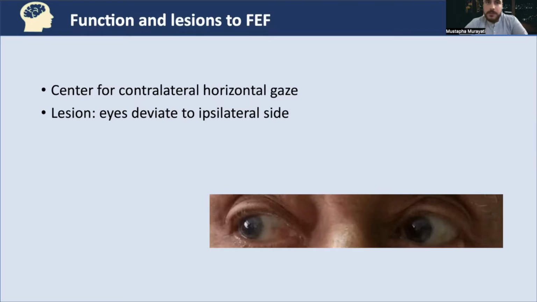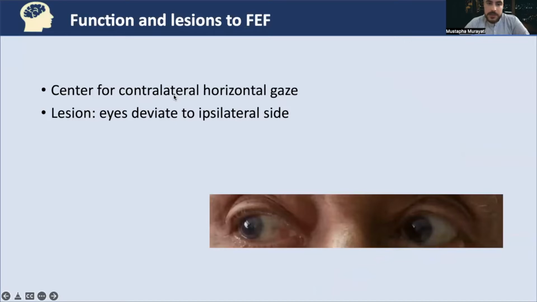For example, if I want to look to the right side voluntarily by my own will, I will use my left frontal eye field to make a conjugate horizontal gaze to the right side. So it's a contralateral horizontal gaze.